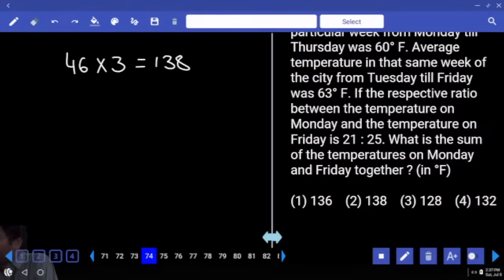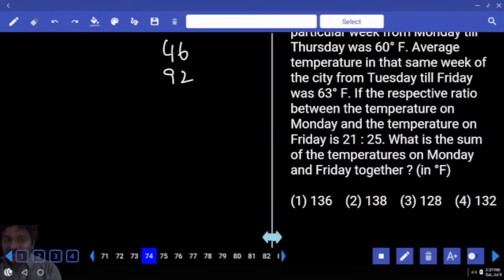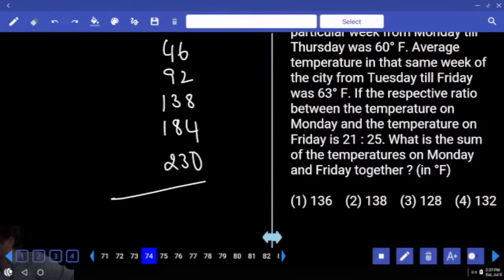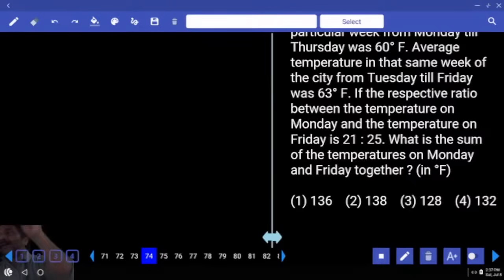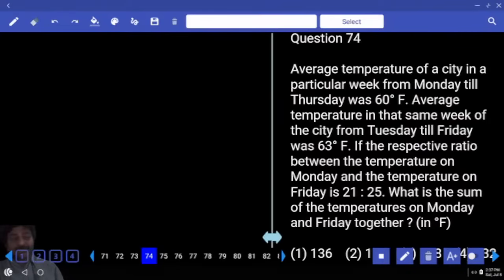You understand? You really need to worry if your options are 46, 92, 138, 184, 230. All are 46 multiples. Then you have to calculate. Because there is only one 46 multiple available, you don't have to solve the question at all. If all the options are 46 multiples, then what to do? Right. Observe the data.